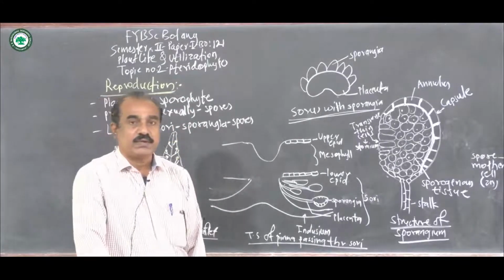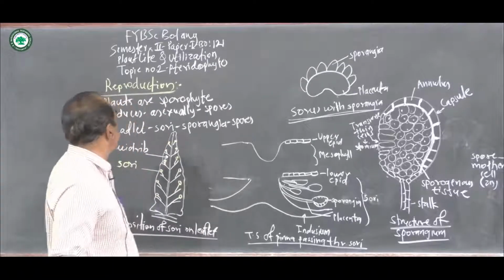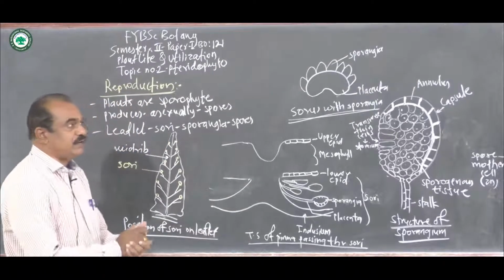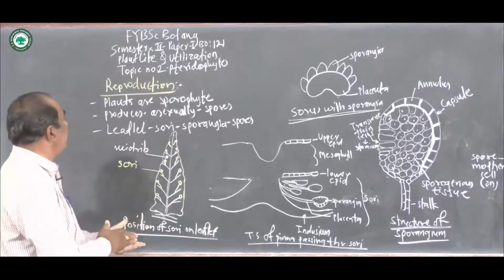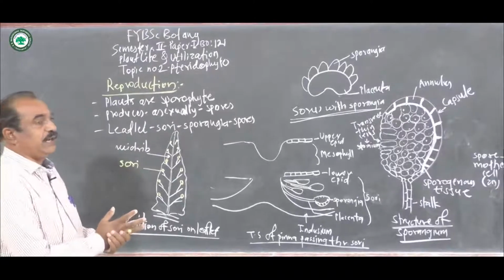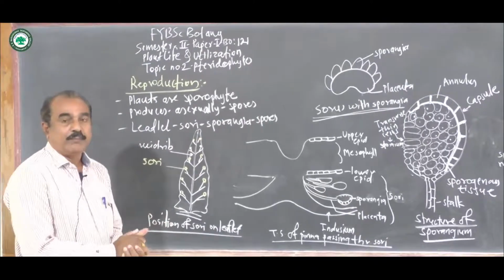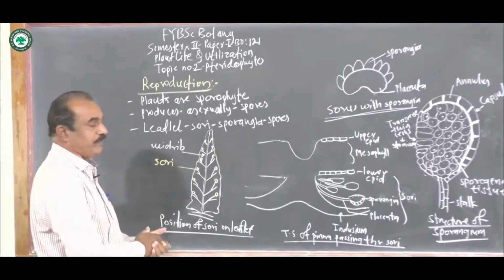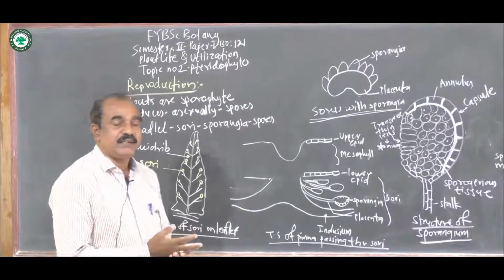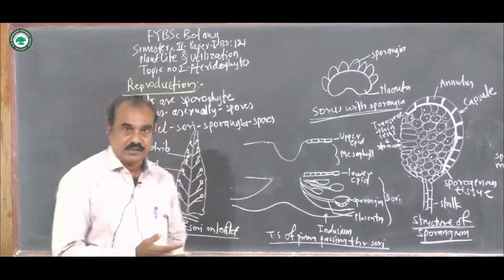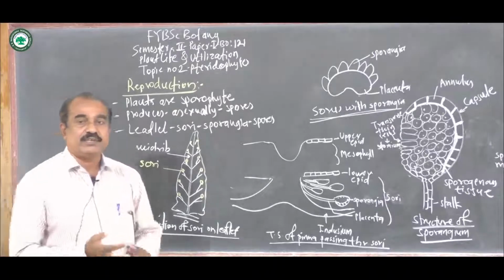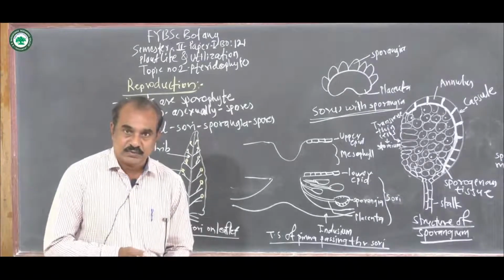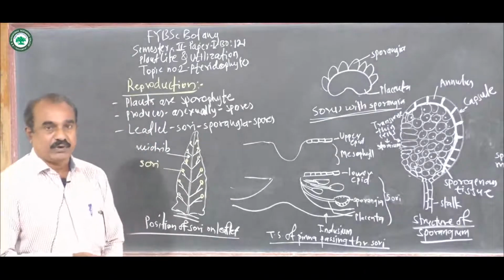Today, we are going to study F.Y.B.Sc Botany, Semester 2, Paper 1, BO 121. The name of the paper is Plant Life and Utilization, and from this, topic number 2, that is the Pteridophytes. In the Pteridophytes, there is the life cycle of Nephrolepis. It reproduces asexually, sexually and vegetatively also. First, that is the asexual reproduction.